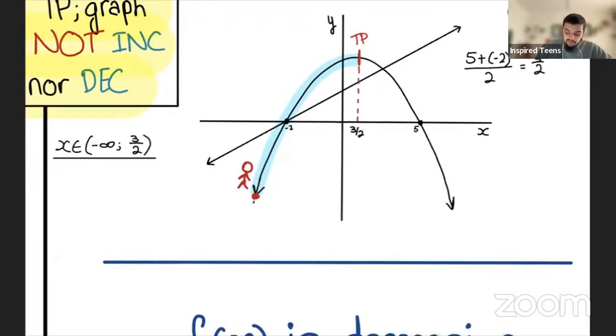It starts at negative infinity, because it's always increasing from negative infinity until it gets to the turning point, where it stops increasing. And then after the turning point, it starts decreasing. So that's the answer here.